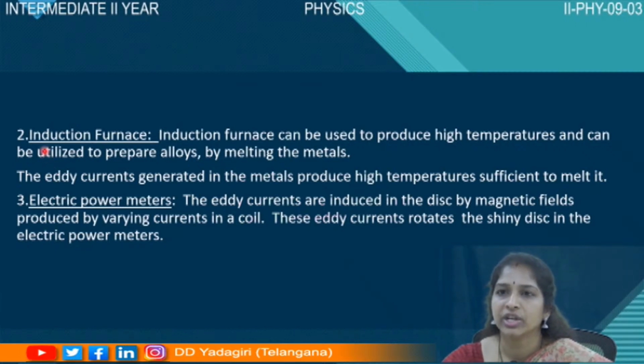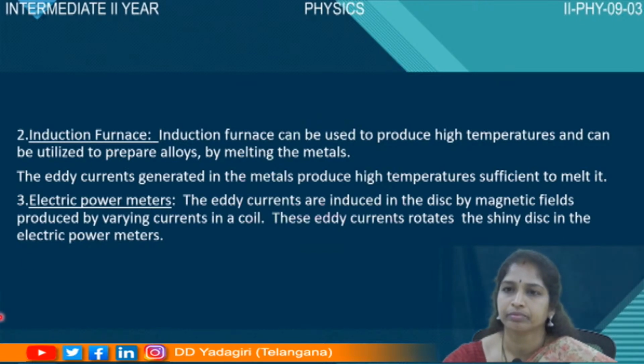The next application is the induction furnace. Induction furnace can be used to produce high temperatures and can be utilized to prepare alloys by melting the metals. Actually, eddy currents that are generated in the metals produce high temperatures. So these high temperatures are used to prepare alloys by melting the metals. In this way, eddy currents are used in induction furnaces.